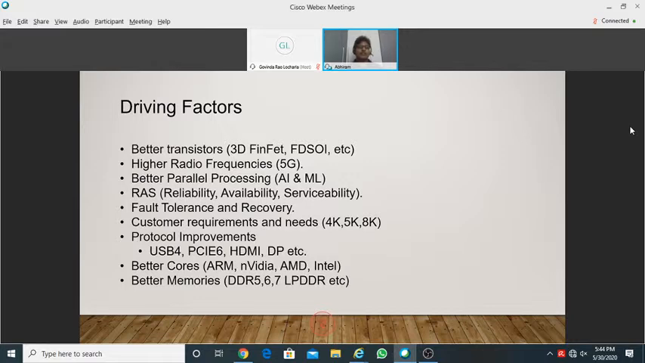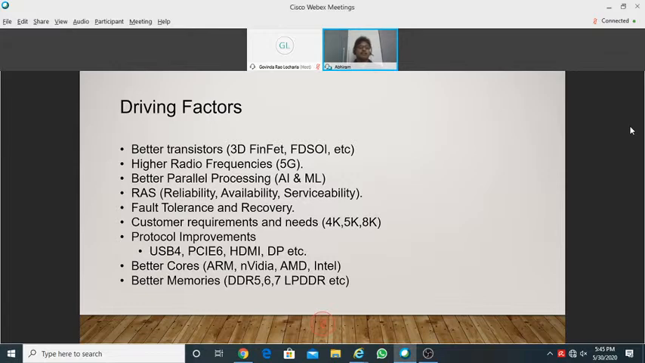These are all because of the speeds. You see, for AI we need much higher speeds. So the old protocols like USB 3 or USB 2 are no longer sufficient. So the industry is working towards USB 4 and all other higher speed SerDes protocols like PCIe 6, DisplayPort, and HDMI higher versions. So all these are driving us because of higher speeds, and also the availability of better cores.